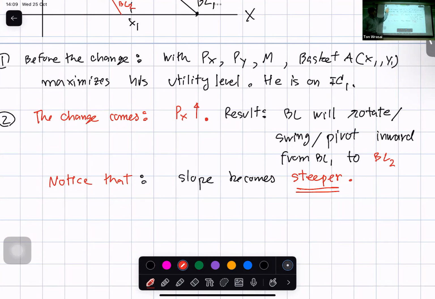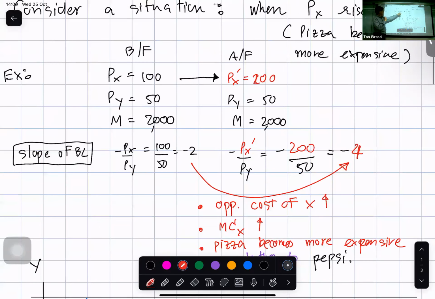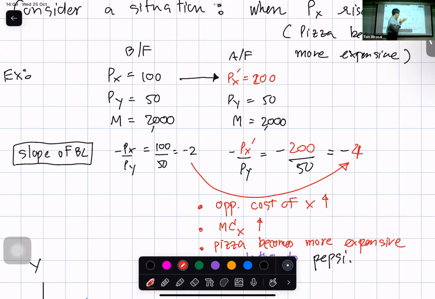Number two, just report what we see in the picture. The budget line swings inward and becomes steeper. Link with the numerical example above: yes, exactly. The slope increases from 2 to 4 like this, becoming steeper. The opportunity cost of pizza increases.